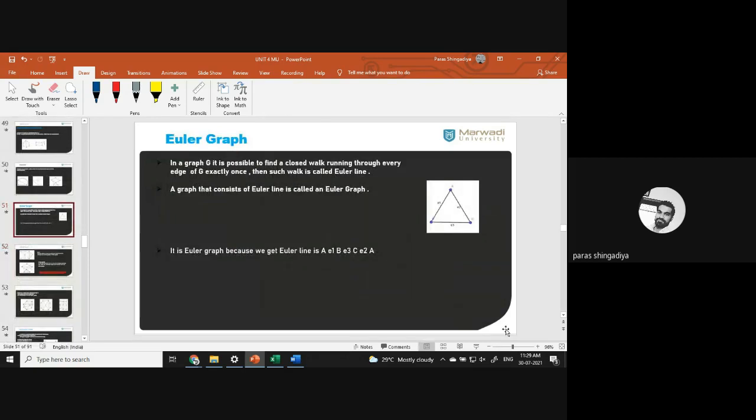That is the definition of Euler graph. In a graph G, it is possible to find a closed walk running through every edge of the G exactly once. Then such a walk is called an Euler line, and a graph that consists of an Euler line is called an Euler graph. Okay, that is a complete definition.